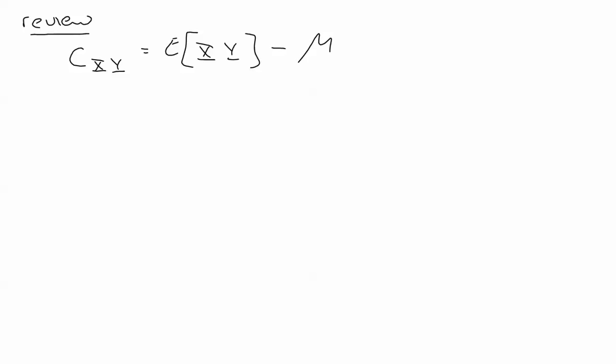So, before we do, I need to give you a bit of a review from the last lecture. First of all, remember the concept of covariance. This is the expected value of the product of xy minus the mean of x times the mean of y. We saw that last time. This is covariance.